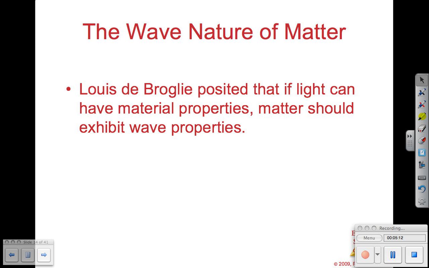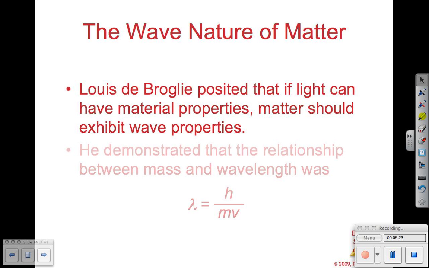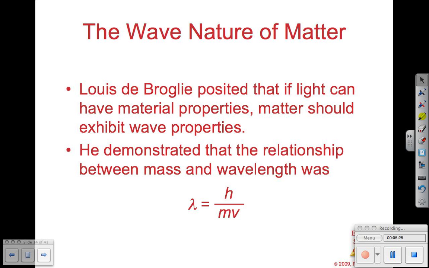So where does this take us next? This takes us to the idea that light can have both material properties, but matter should also exhibit wave properties. So it's this balance, and pairing the two relationships together. The wave nature and the particle nature of matter blends the two, where we have wavelength equals Planck's constant over mass times frequency.